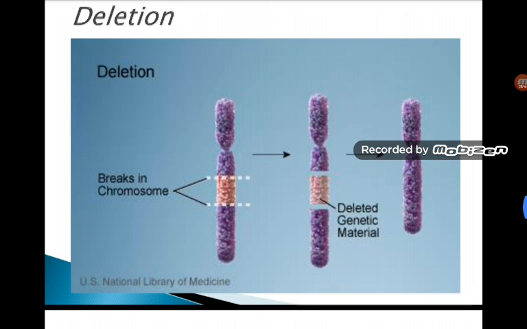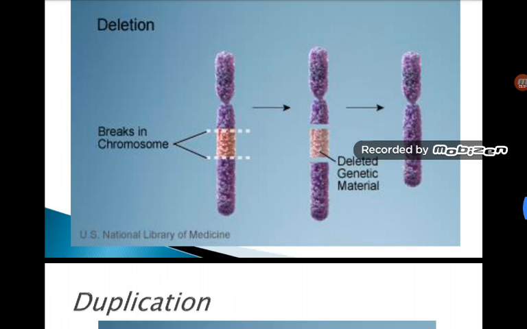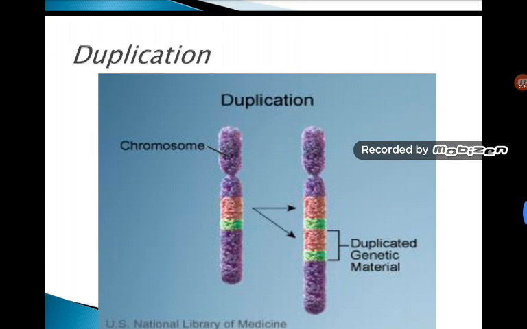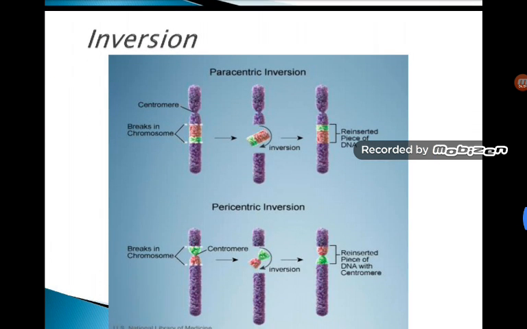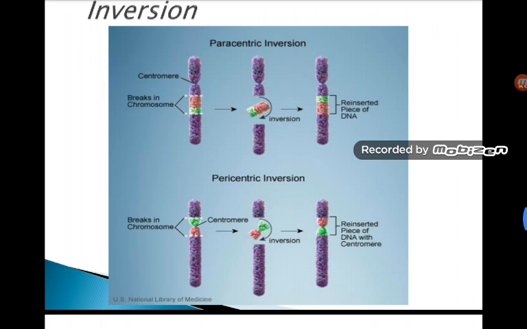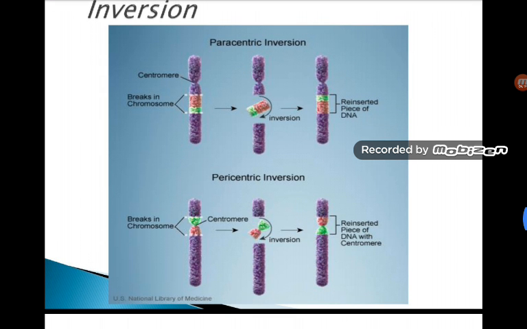Deletion: breakage in the chromosomes or deletion of any genetic material from one chromosome. Duplication: duplication, or doubling, of the genetic material. Inversion: paracentric inversion, breaks in the chromosomes and inversion, reinserted piece of the DNA, and pericentric inversion. Inversion is of two types, paracentric and pericentric.